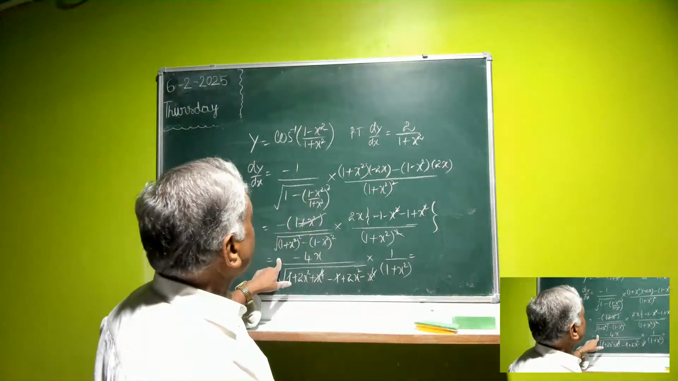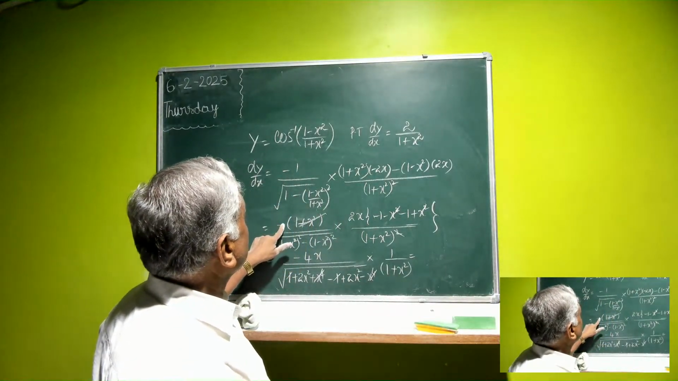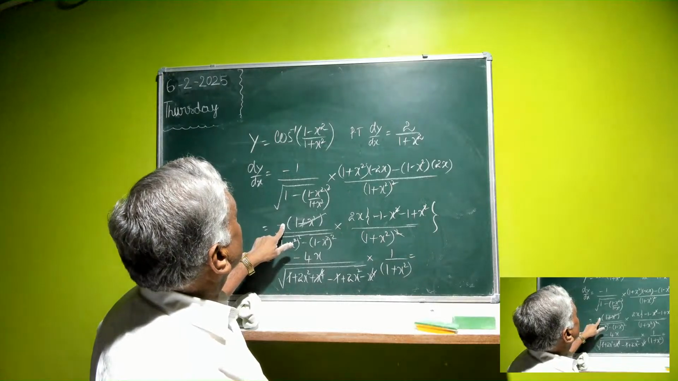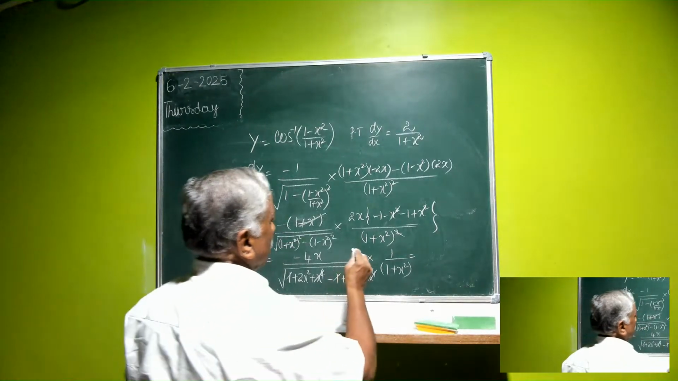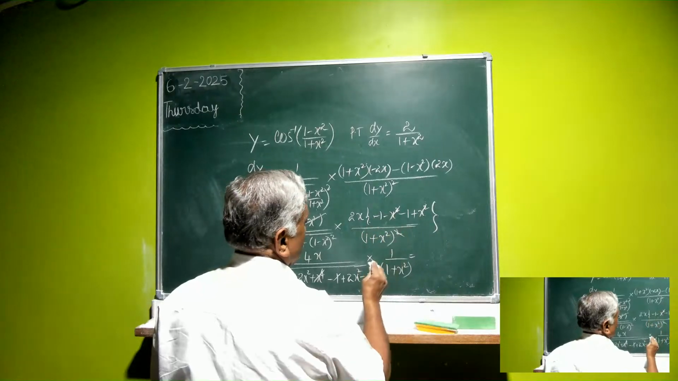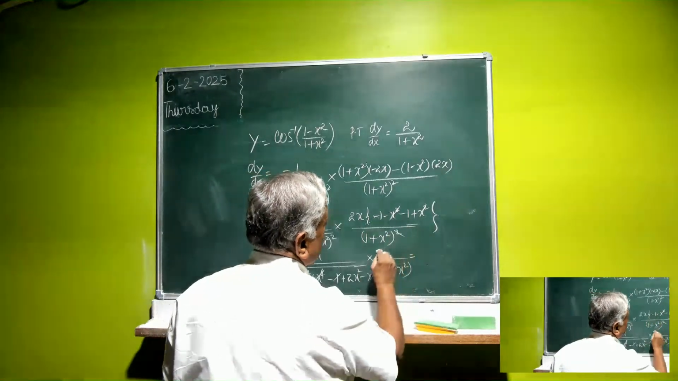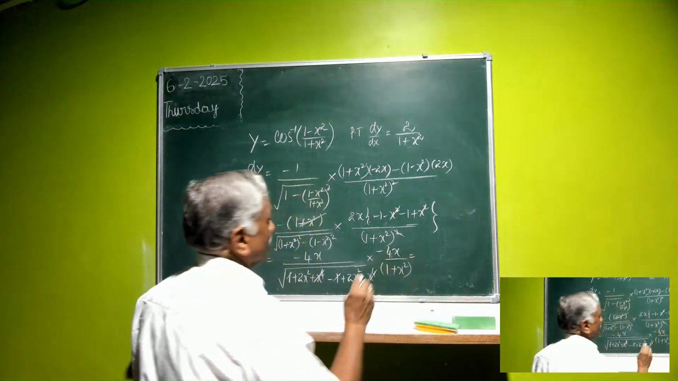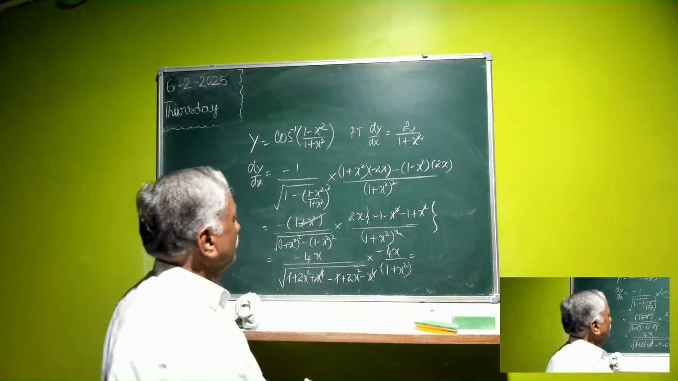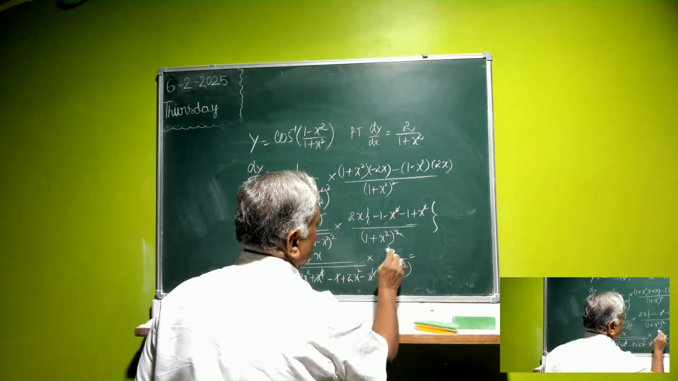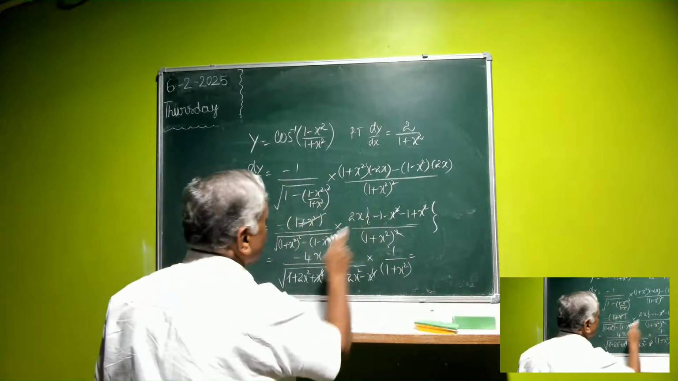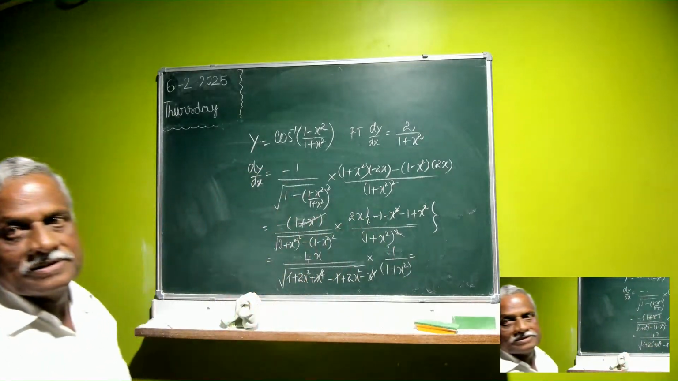There is a minus sign. I don't know why I have a minus sign. There is no minus sign. Yeah, there is a minus sign. And here it is, minus 4x is there. That minus 4x I have taken here. It becomes minus into minus plus 4x. Repeat.